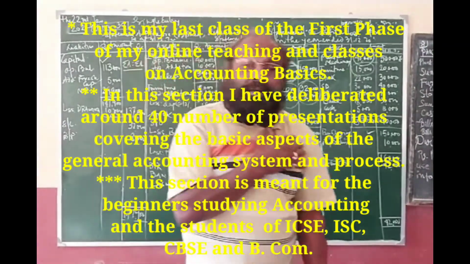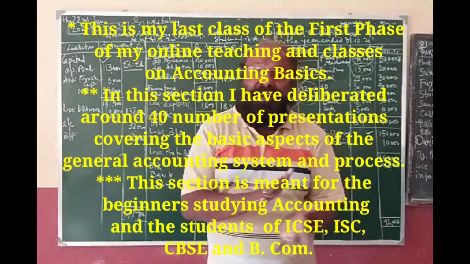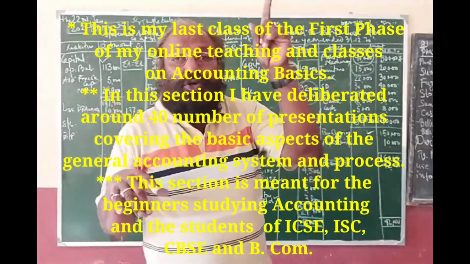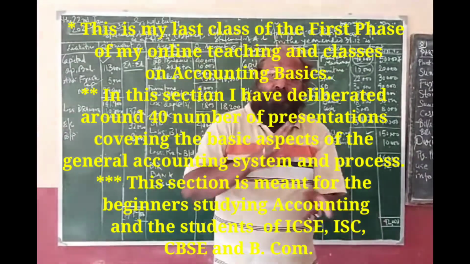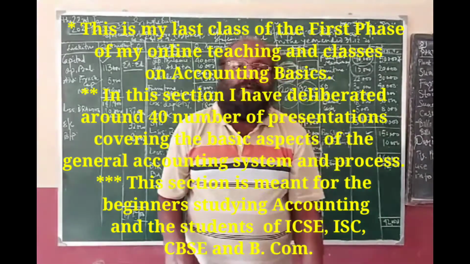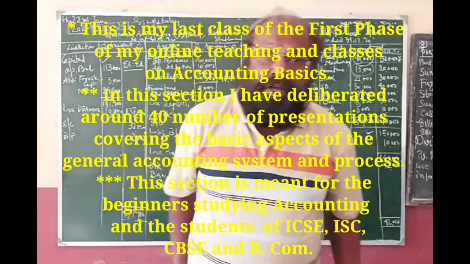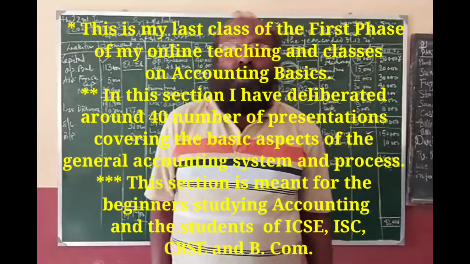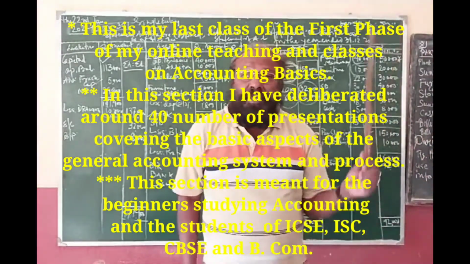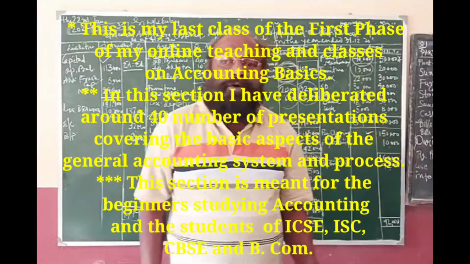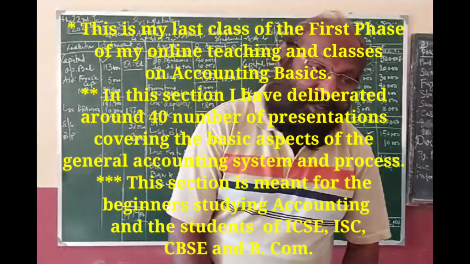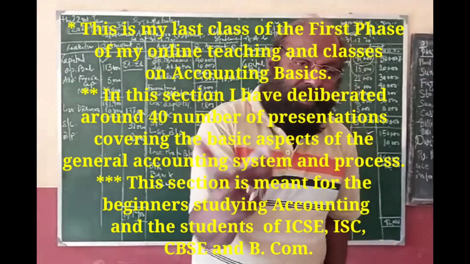Then comes the constructive aspect of accounting, that is preparation of final account. That final account, three types of final account. Those who maintain double entry system, those who do not maintain double entry system. Those who maintain double entry system, we have prepared trading account, profit and loss account, and balance sheet. And those who do not maintain double entry system, that is single entry, we have prepared statement of affairs, and we have prepared the profit and loss statement and balance sheet or statement of affairs.